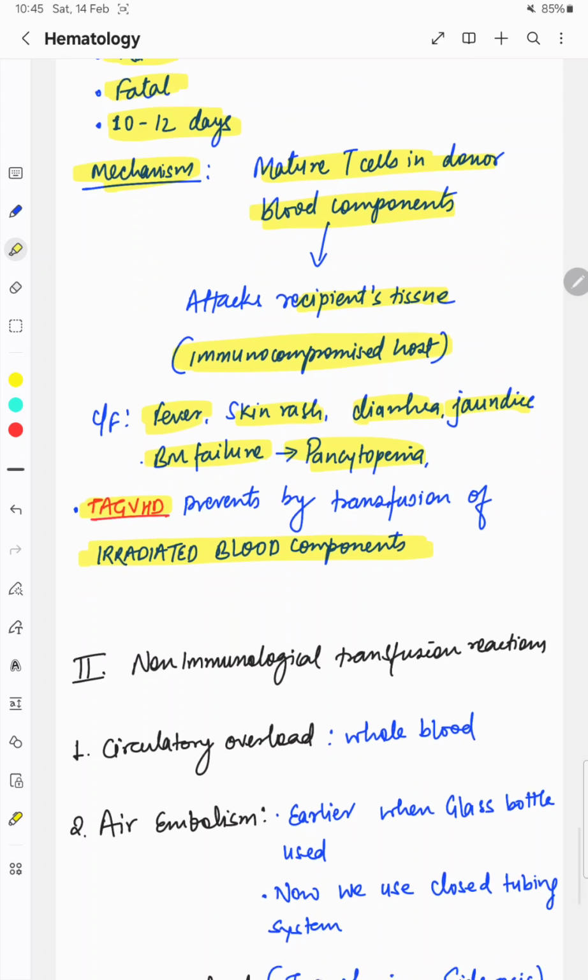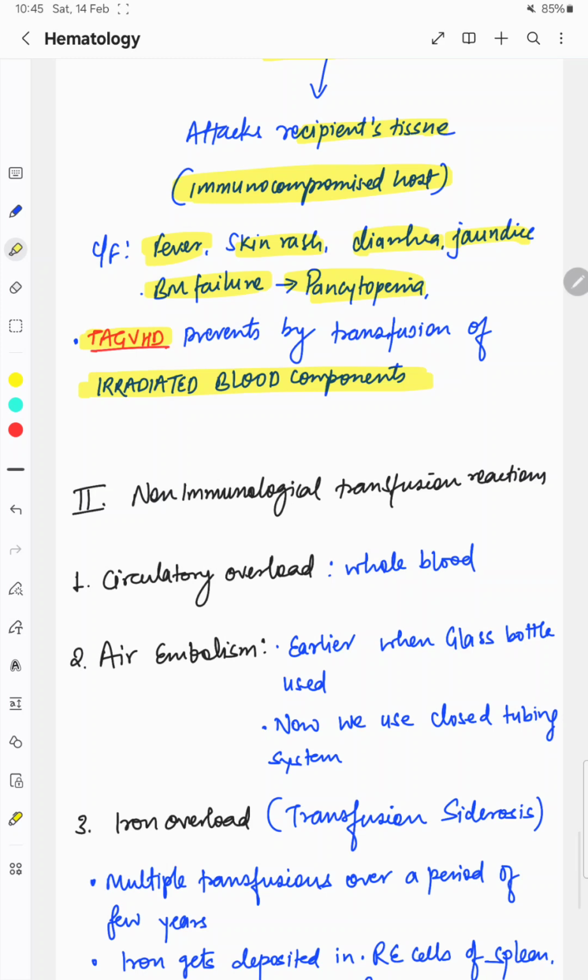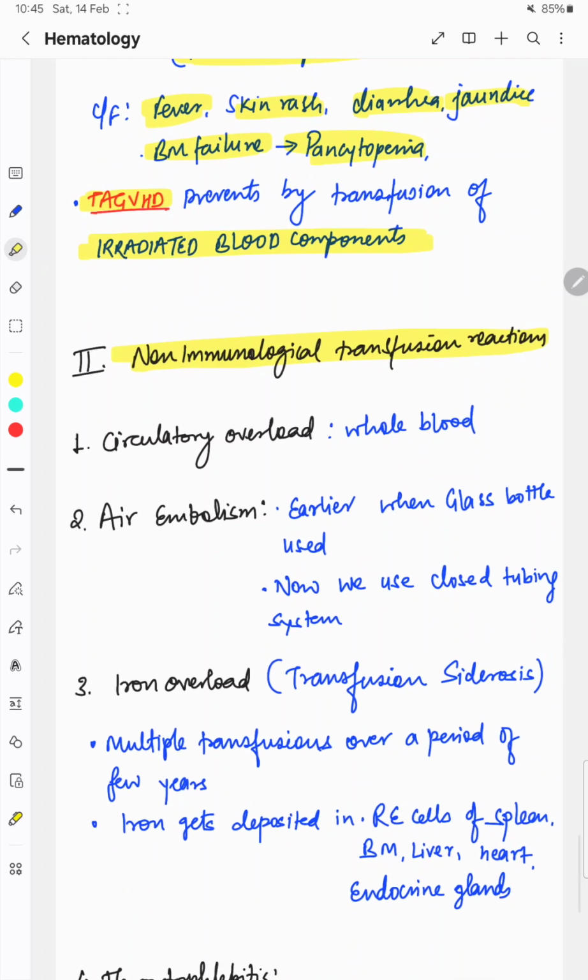This transfusion associated graft versus host disease can be prevented by the transfusion of irradiated blood components, particularly in the immunocompromised recipient. The other category of transfusion reaction is non-immunological transfusion reaction, in which circulatory overload can be seen when we transfuse whole blood. This is an immediate type of reaction. Air embolism, earlier when glass bottles were used, was a very frequent phenomenon. Now we use a closed tubing system, so air embolism is very rare these days.